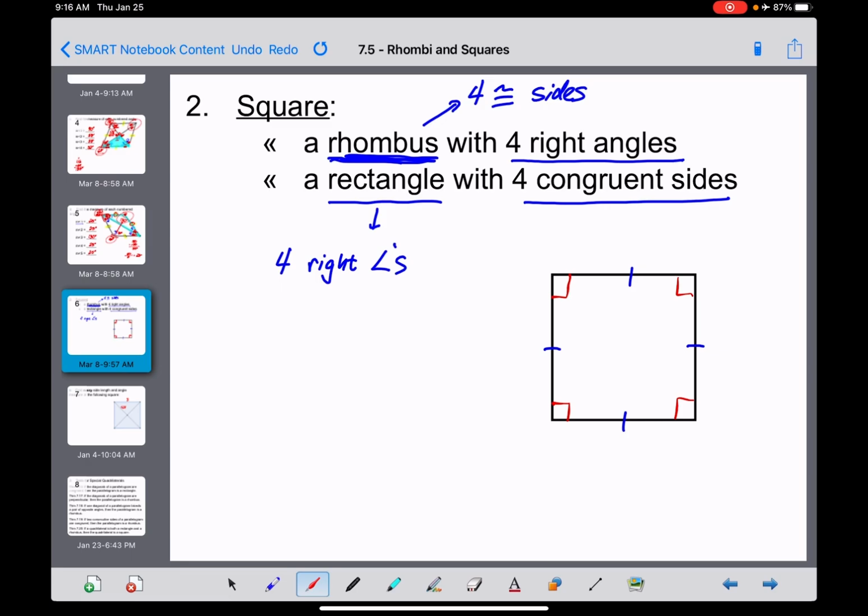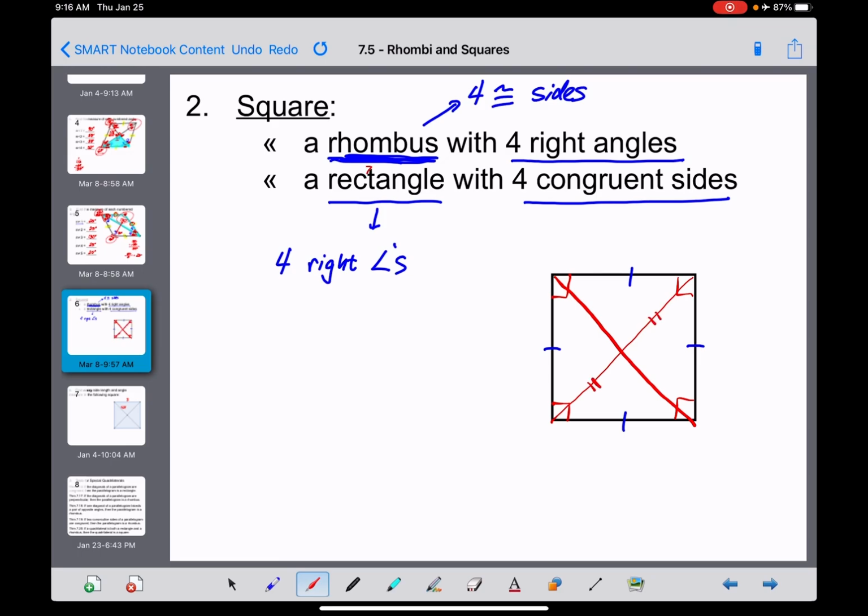Opposite sides are parallel, opposite sides are congruent, opposite angles have to be congruent to each other. Consecutive angles, like those two, would have to be supplementary, and surely 90 and 90 add up to 180, so we're good right there. And this gets messy. I don't know if you want to do this in your notes or not, but the diagonals would need to bisect each other. Okay, like that.